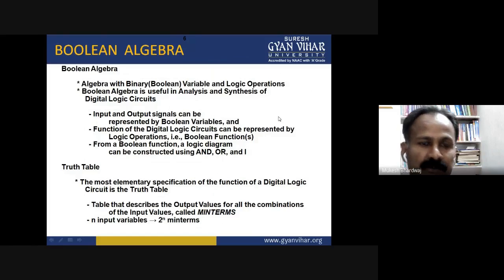Boolean algebra. Boolean algebra is algebra with binary Boolean variables and logic operations. Boolean algebra is useful in analysis and synthesis of digital logic circuits. Input and output signals can be represented by Boolean algebra.